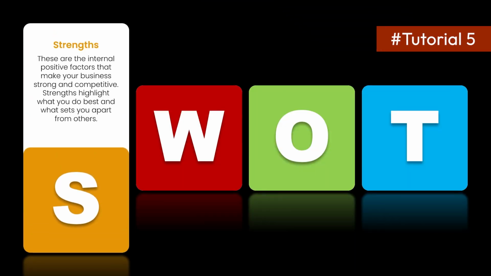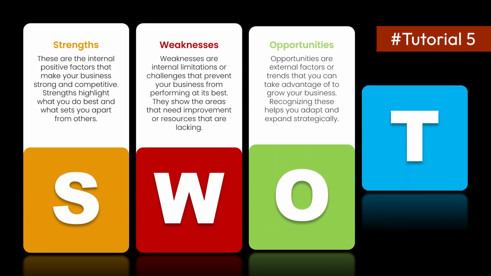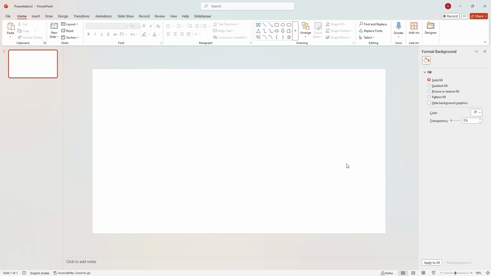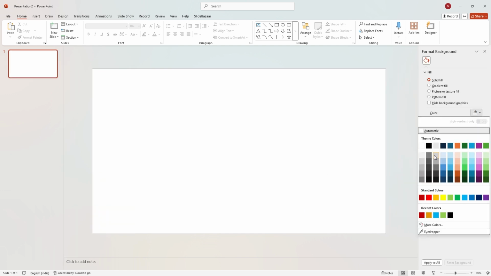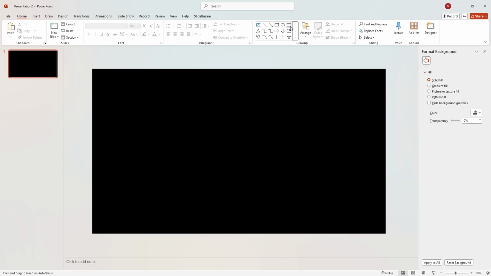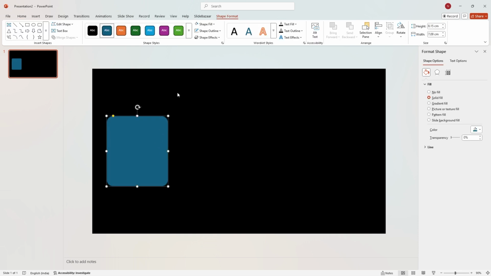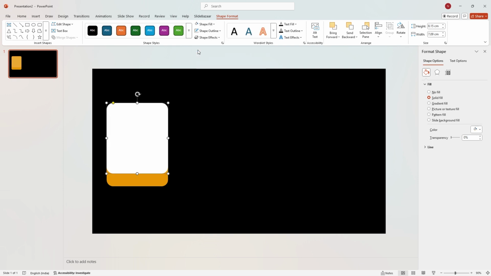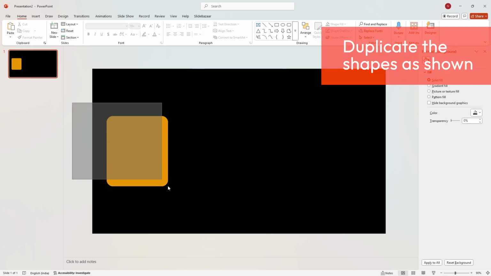Now, let's take a look at how you can create this Morph animated slide in PowerPoint. First, right-click the slide, go to Format Background, and change the background color to black. Then, let's insert a rectangle with rounded corners, and change its color, and change outline to no outline. Create a duplicate by pressing Ctrl+D, and then change the color of the duplicate to white. Send it to the back as shown, and place them on your slide like this.